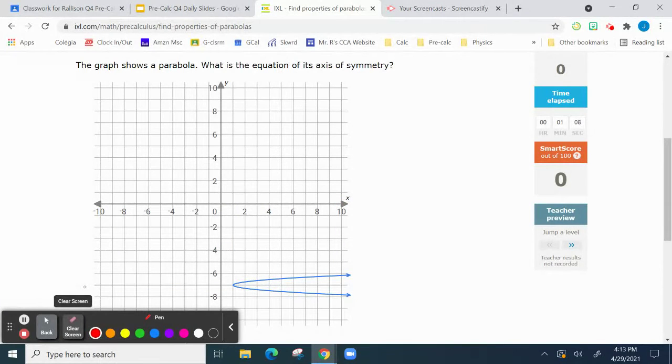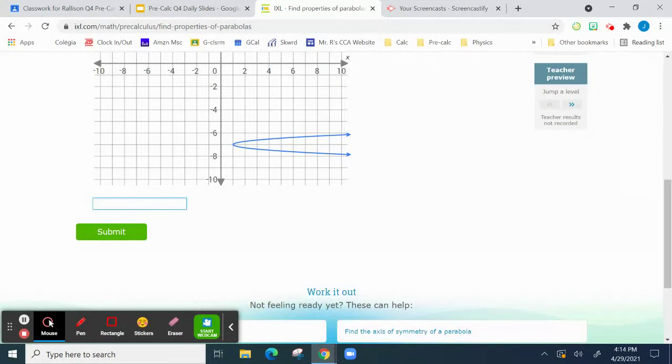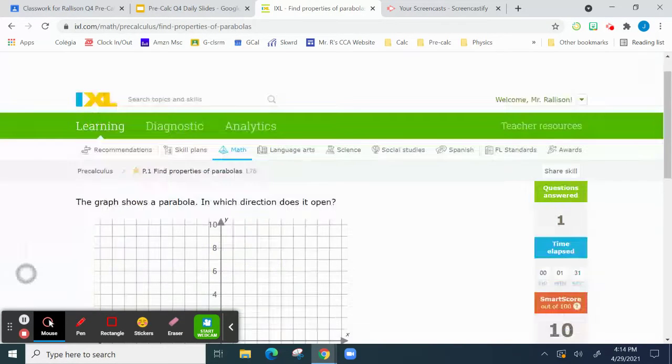So I have to put it in, otherwise it's not going to let me go on. Still figuring this out. Where's my keyboard? All right, here we go. So y equals -7. There, okay. Good work.